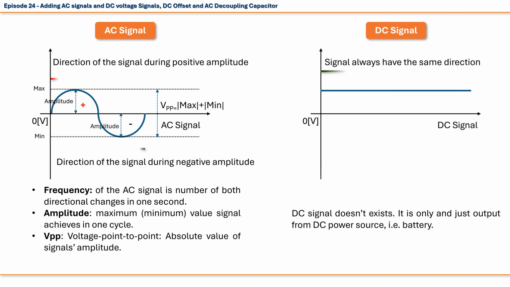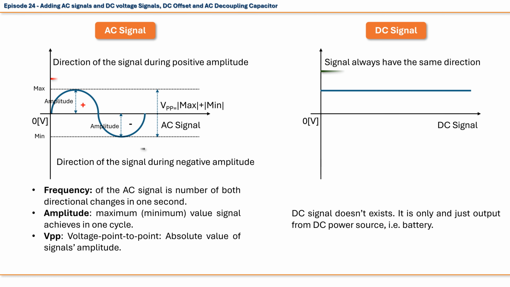So far, so good. The main characteristic of an AC signal is that during positive amplitude the signal has one direction in the circuit, depicted with a red arrow, and during negative amplitude it has the opposite direction in the circuit, depicted with a black arrow. This shift in direction repeats periodically, and the number of both shifts in 1 second is by definition the signal frequency. The signal also has its amplitude, measured in volts. It is the maximum or minimum value the signal achieves in 1 cycle. And that is all there is to know about AC signals.